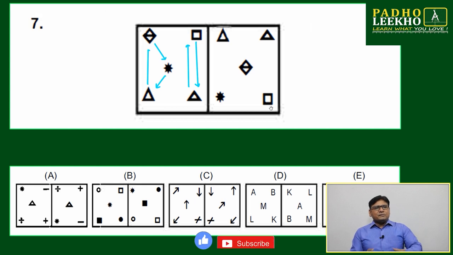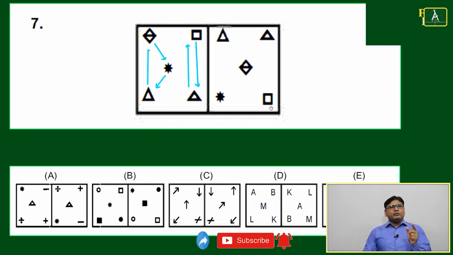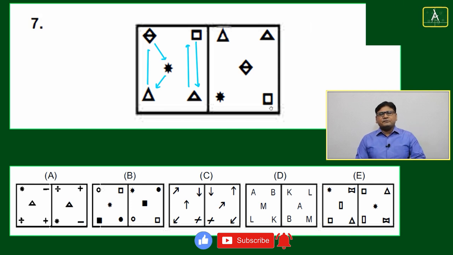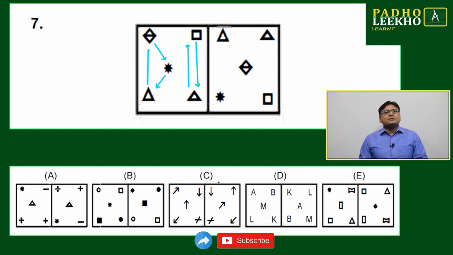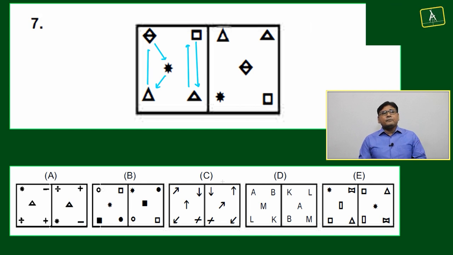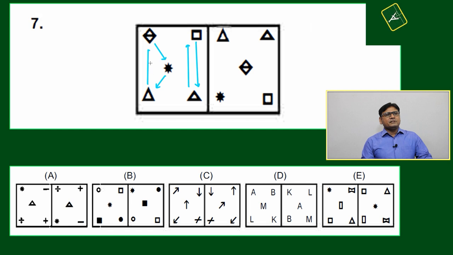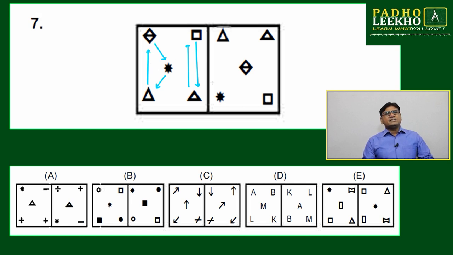Now we'll come to question number 7. All variety. Now it is a given analogy based on certain shifting. Which option choice is following the same analogy? It is given in a pair, one pair is given. What is happening here? This is coming here, this is coming here, this is going here. This is just a cyclic way, and these two are interchanging each other.